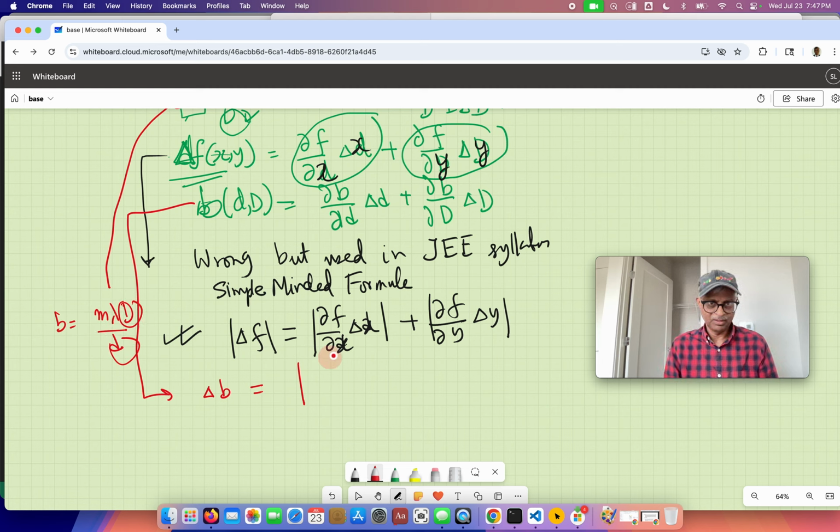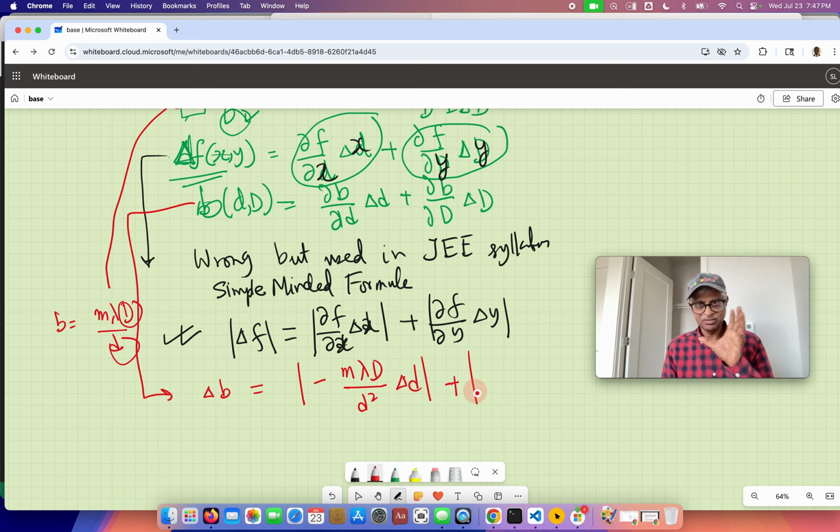So let's see, we do this guy first, minus m lambda D over d square delta d. So remember I was telling you there's a minus sign in here. We want to kill the sign because we want to have the largest error, because errors should add. That's the justification for this. This is not a correct justification, but that's the justification, okay?